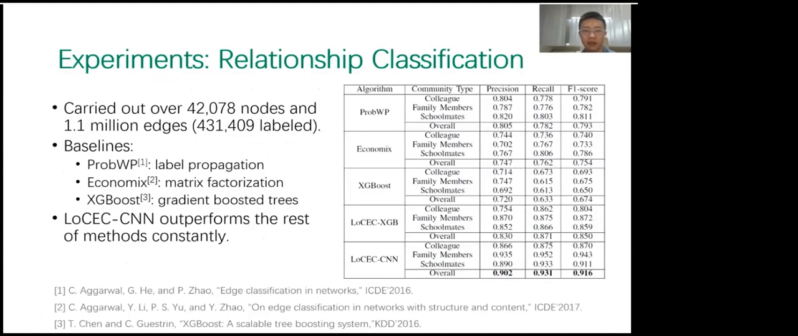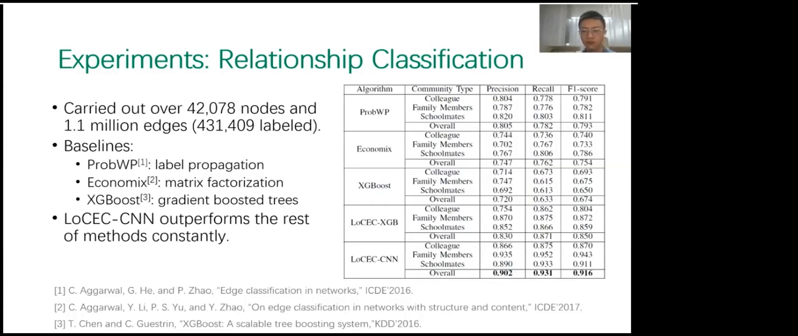Next, we perform experiments in order to see the effectiveness and efficiency of our proposed LOSEC framework. These experiments are carried out over a subgraph that is extracted from the real-world WeChat network. This subgraph contains more than 42,000 nodes and 1.1 billion edges. Among these edges, around 431 edges are labeled with ground truth. We compare our algorithm with the following baselines: PropWB, which is a label propagation-based algorithm; Economix, which is a matrix factorization-based algorithm; and XGBoost, which simply uses the features for each edge for classification.